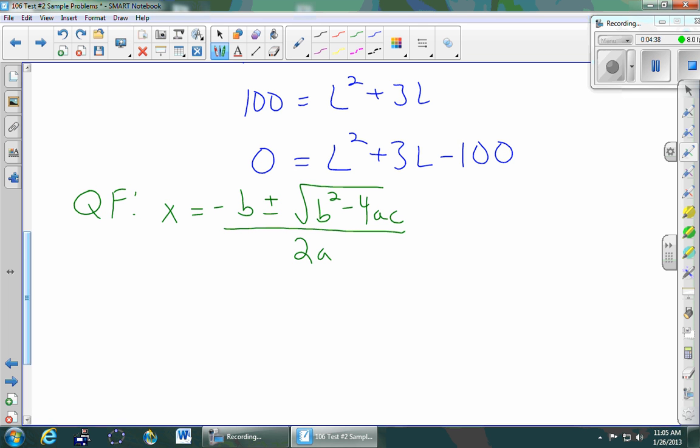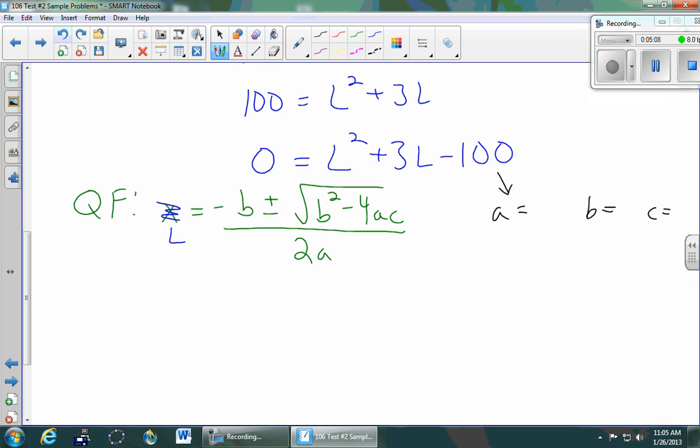All right, so hopefully we agree about this formula. One little detail: we don't have x's in this equation, we have L. So this x actually for us becomes L. Okay, so now it's a matter of identifying what A, B, and C are. So let's pick them off from this equation. A and B and C.